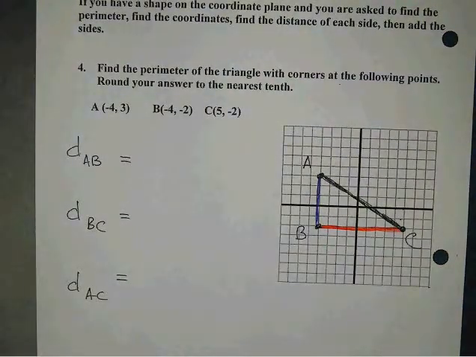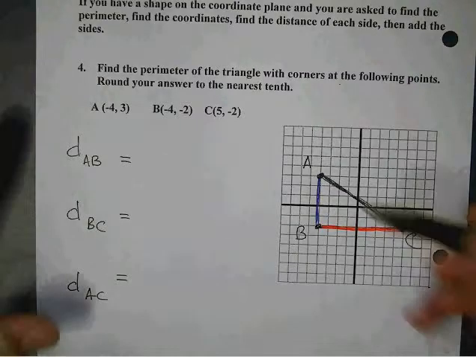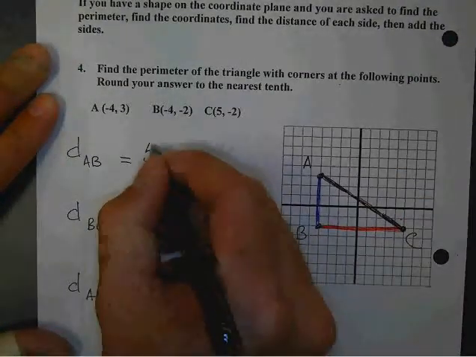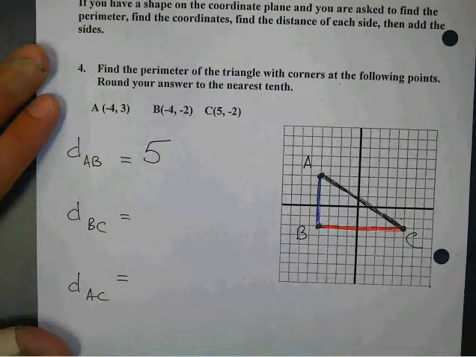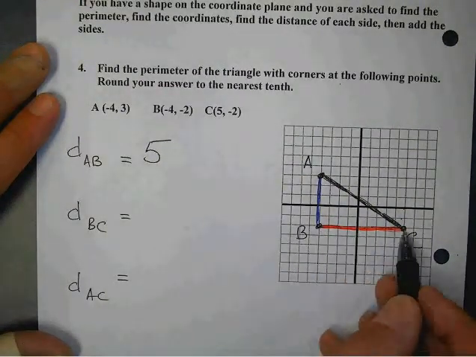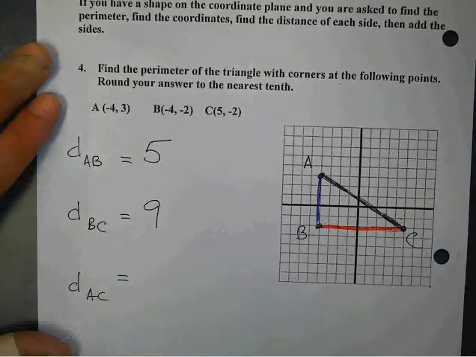Who can help me with AB? Shalon and Luke, can you help me with AB? How long is AB? 5. Thank you, Luke. All right, AB is 5. How does he get that? Just from counting blocks. Boom, 5. All right, BC. 9. Okay. How do I find AC?